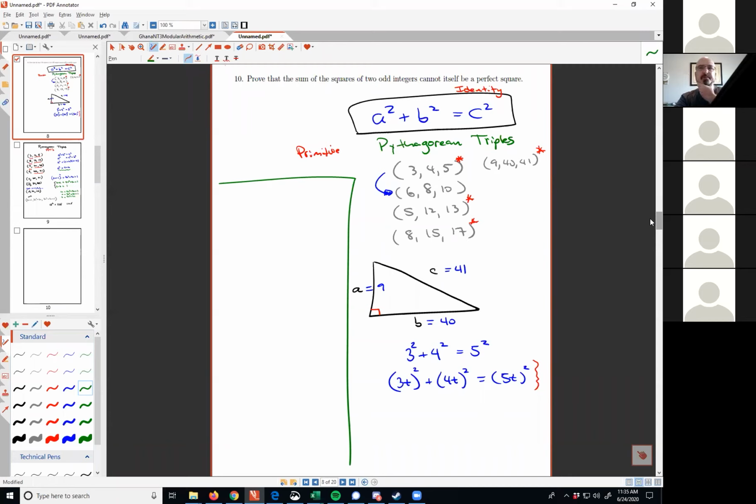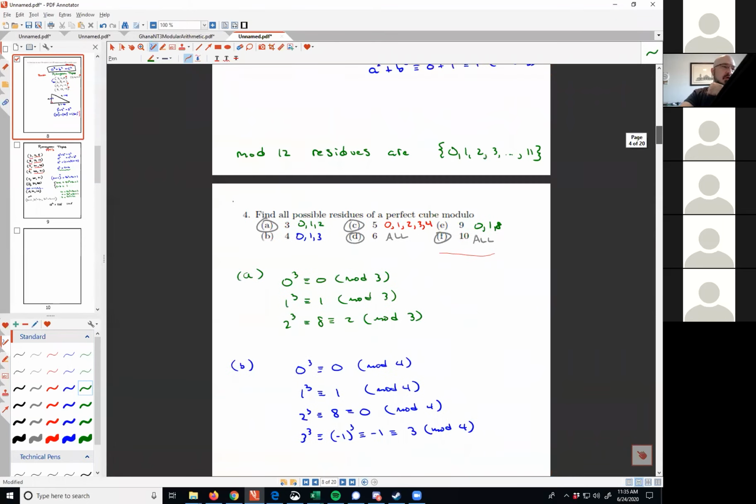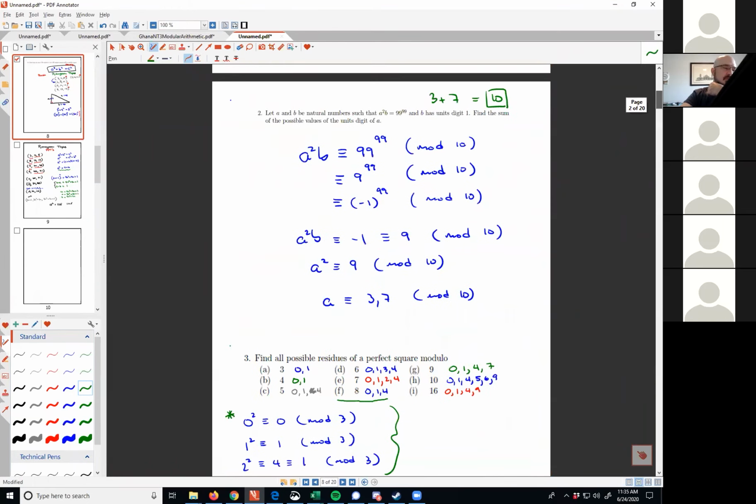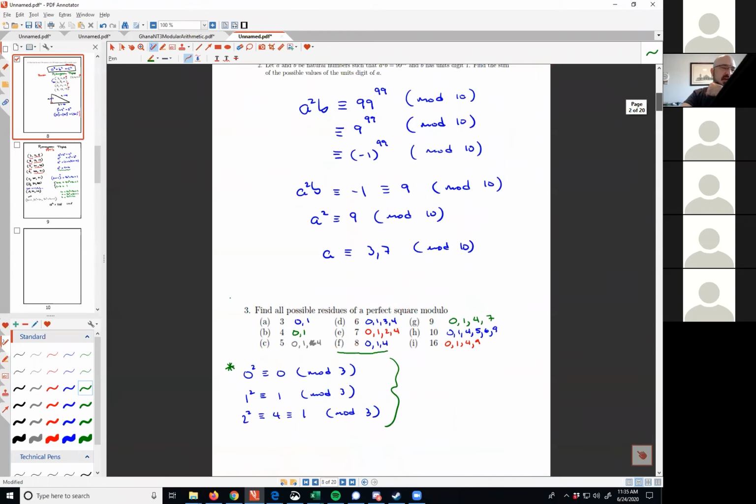Possibly mod 2, but mod 2 is not restrictive, right? The square of an even number is 0 mod 2. The square of an odd number is 1 mod 2. We want a modulus that is restrictive, right? If we go back to one of our early mod problems, 10. Maybe mod 10. I'm thinking something else though.